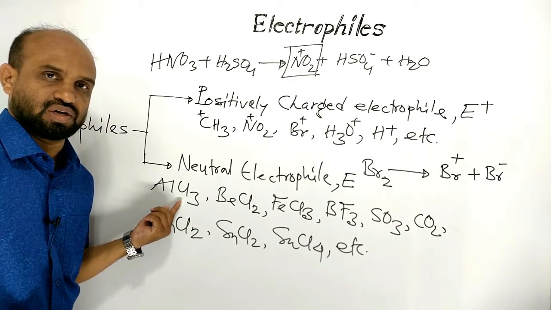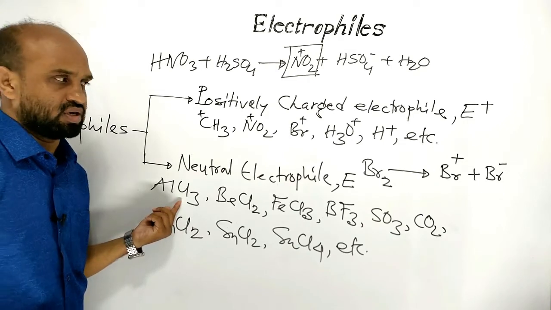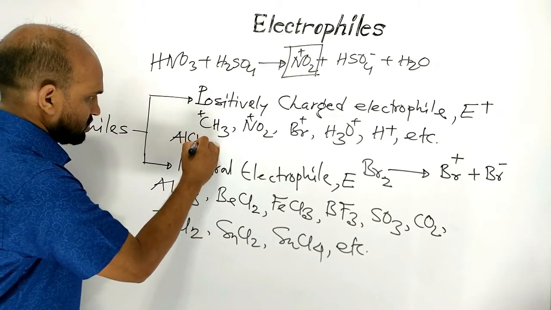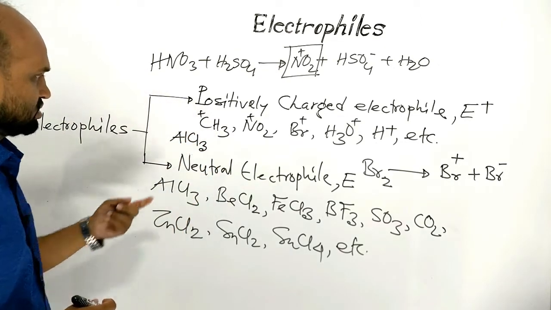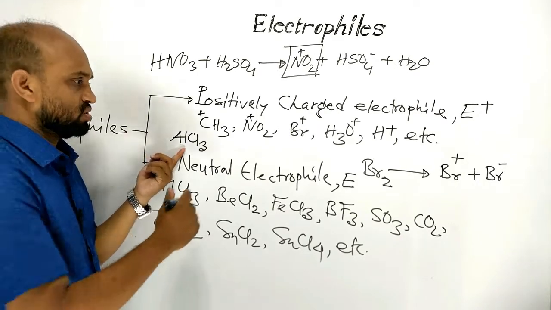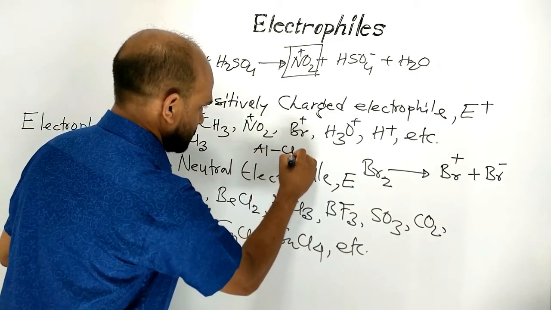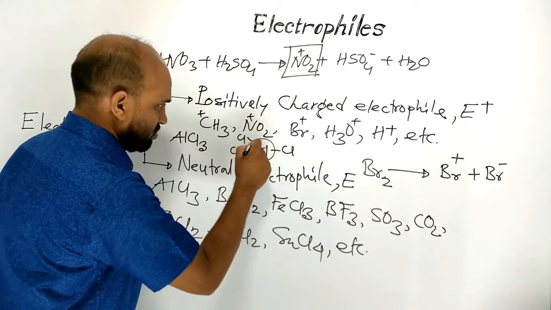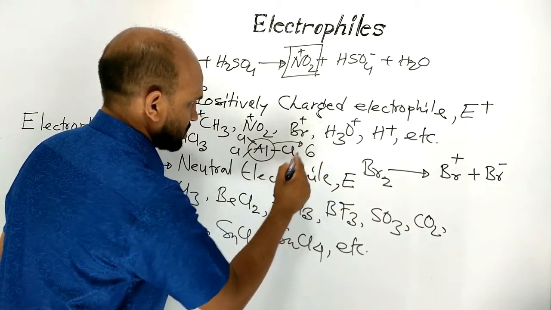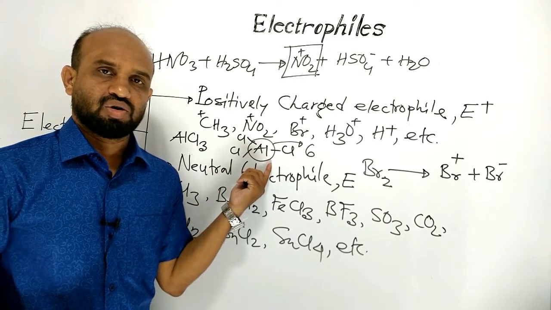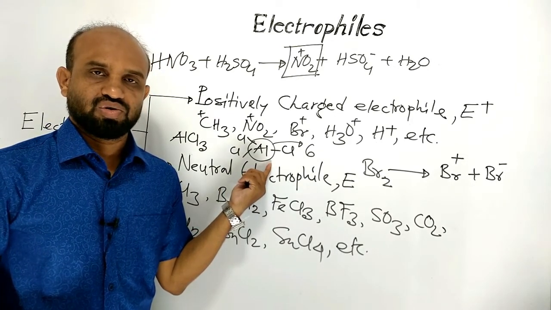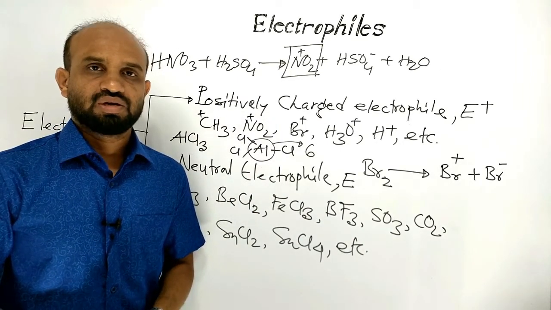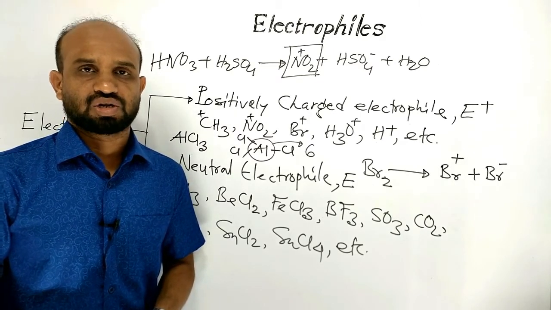Now let's see why these are neutral electrophiles. Let's see aluminum chloride. Aluminum chloride is a kind of covalent compound. Then its formula will be this. That is, around aluminum there are 6 electrons, so the octet is not fulfilled. So it has a tendency to receive another pair of electrons. That is why aluminum chloride acts as a neutral electrophile.